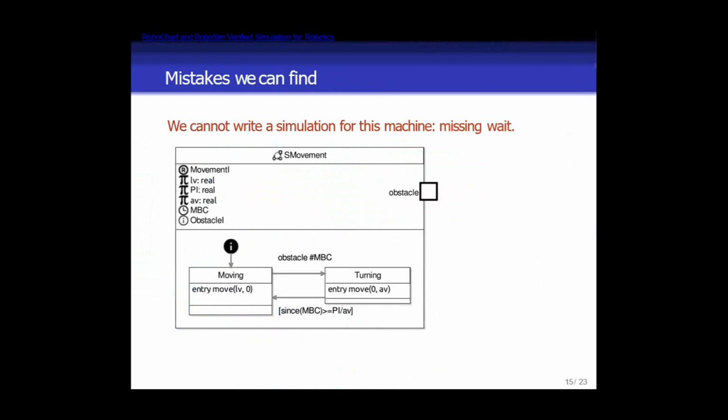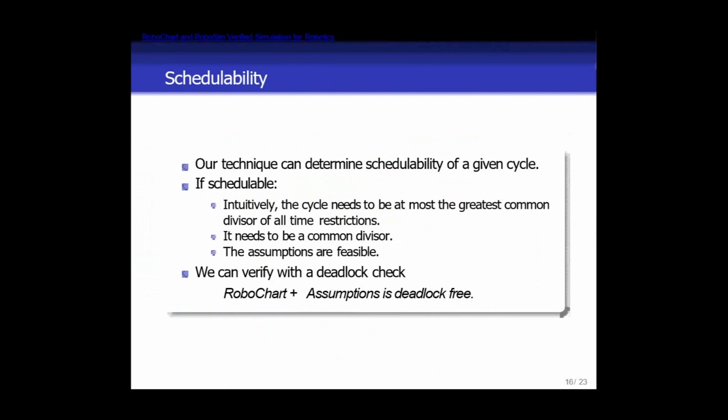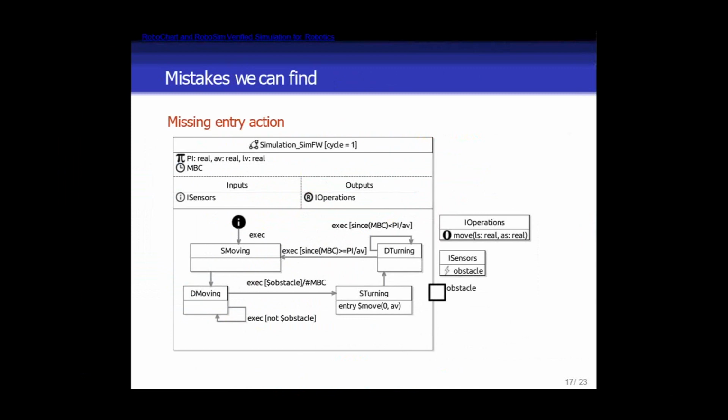And then what can we discover from that? Well, among the mistakes we can find: we can't write a simulation for this machine, it misses the wait that's important to understand the length of the cycle. Schedulability is about finding the least common denominator of the cycle times for all the things that we need to simulate. We can't implement this as a simulation because it misses an entry action. We can find that fully automatically.